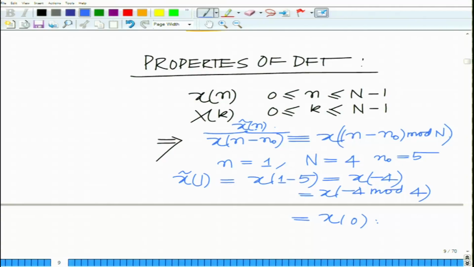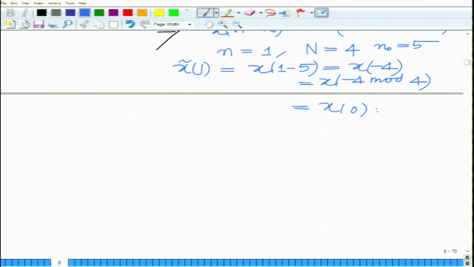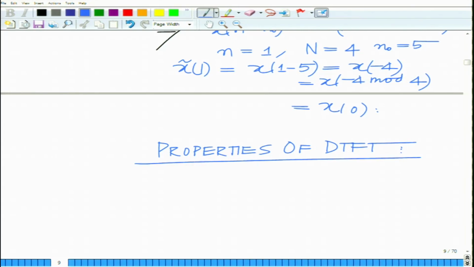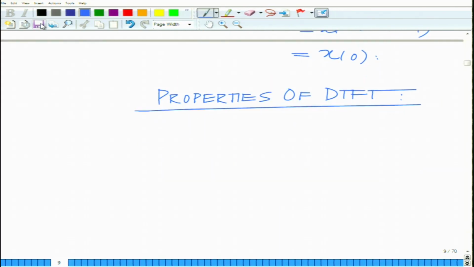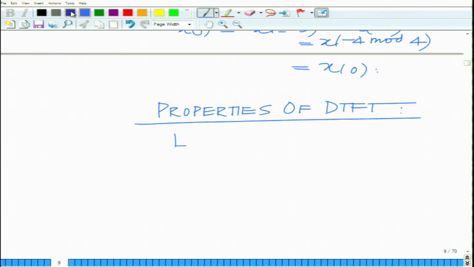And now we look at the properties of the DFT. Again, the standard properties; we start with linearity, which is a simple yet fairly powerful and useful property.